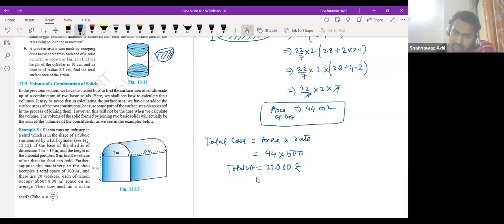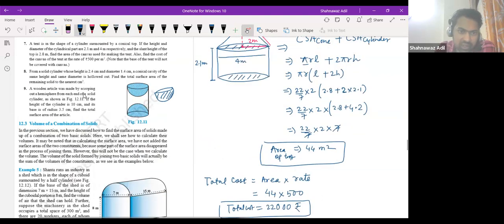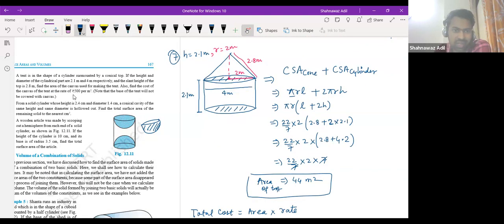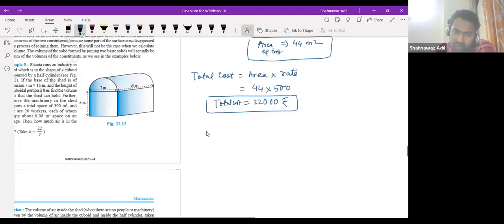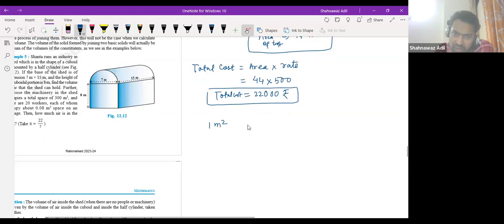And we can also do this by the unitary method. We know that the rate is 500 per meter square, so you have to spend 500 rupees for 1 meter square. So for 1 meter square, you have to pay 500 rupees. Then the total area is 44, so this would be 500 into 44. Whichever method you use, you will get the same answer. This is the answer, right?